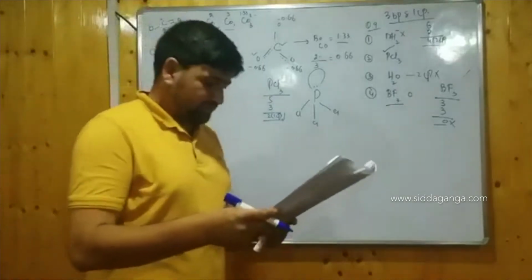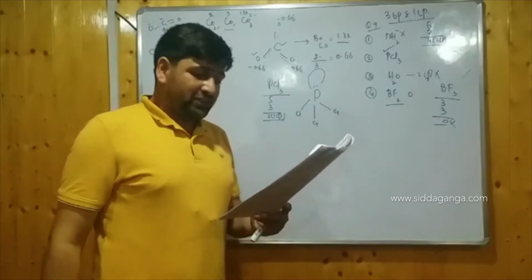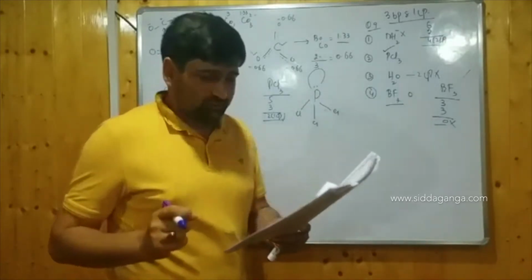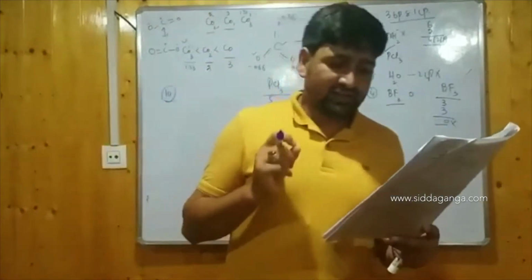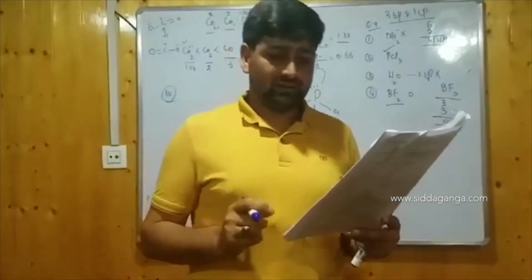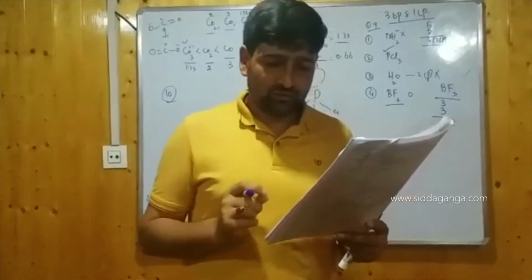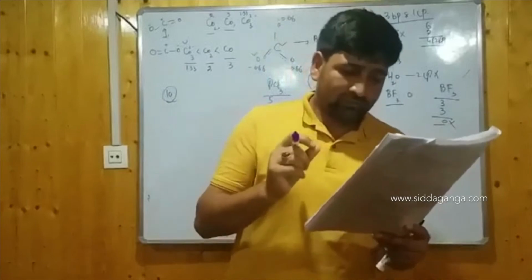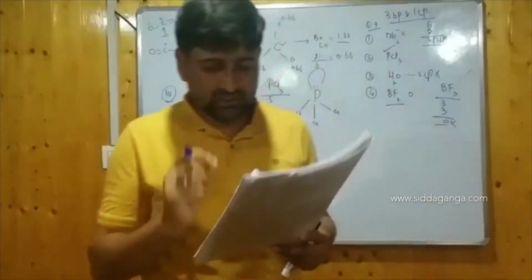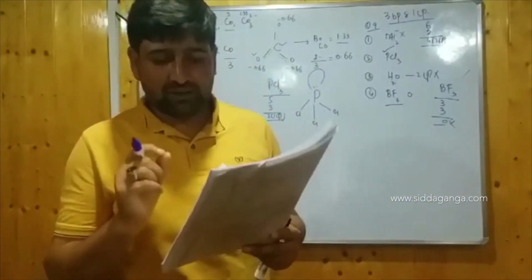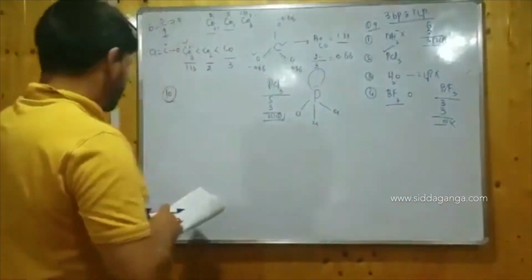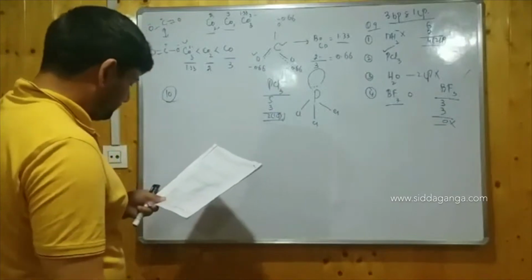Yes. Question is, which one of the following pairs of chemical species contains the ions having same hybridization of the central atoms? Which one of the following pairs of chemical species contains the ions having same hybridization of central atoms? So we have our options. What are the options, children?